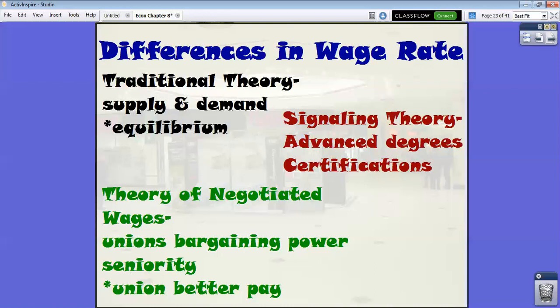Some jobs will do this where you have a starting salary, and if you get a certain certificate or you work and get your master's, your salary will automatically go up a certain amount. That would be the signaling theory.